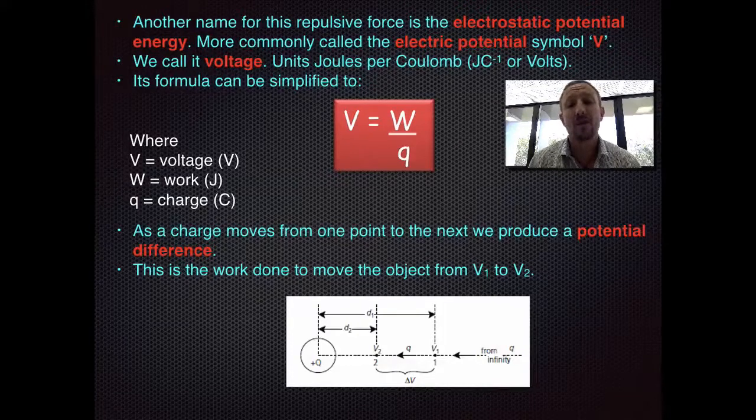So as a result, as we move it from one place to the next, we actually get a potential difference. And the bottom diagram demonstrates this. If I want to move a small test charge, so that's little q, close to a big test charge, which is positive Q, then as I move it from one place to the next, I will get a potential difference. We will look at potential difference later when we look at electricity, but basically it's the difference in energy from moving it from V1 to V2, which is a difference in distance D1 minus D2. So hence I can calculate what those changes are.